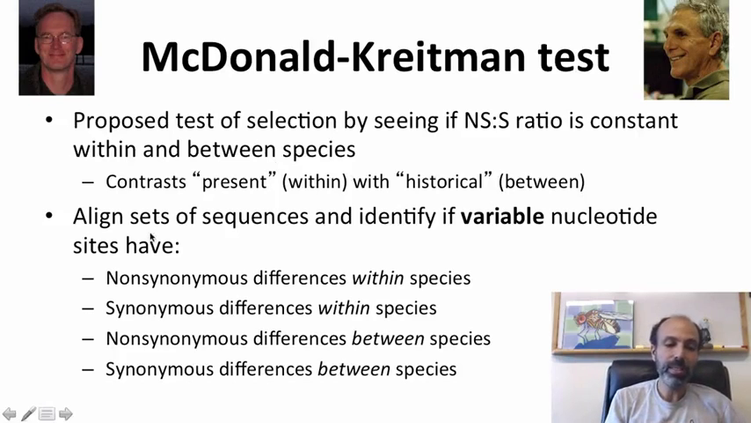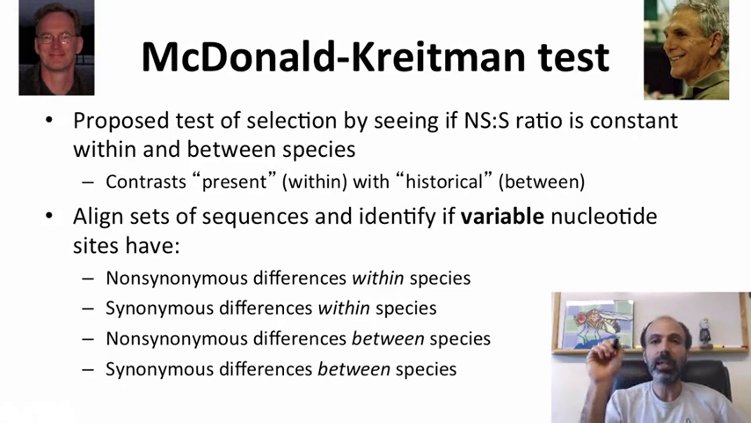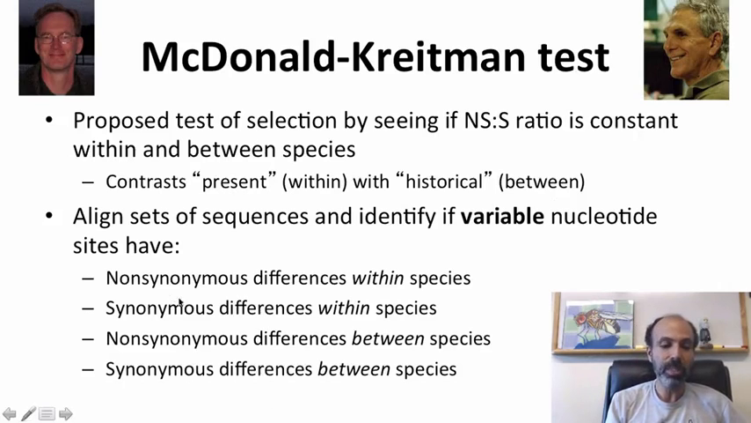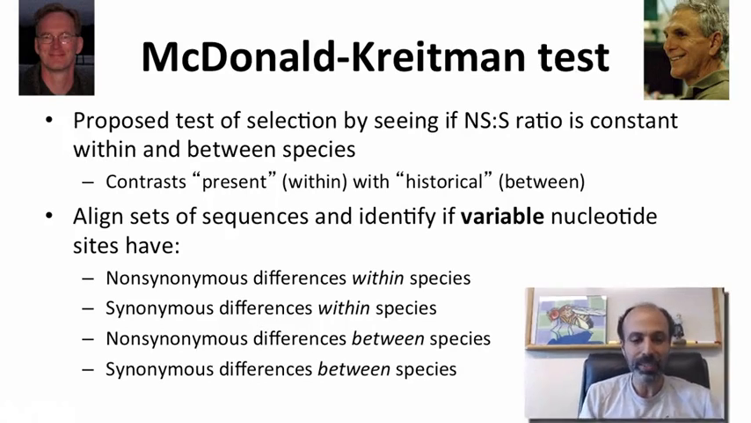So what they do is they align sets of sequences and identify the variable nucleotide sites. And they basically just have this 4-cell test where they identify each difference as a non-synonymous difference within species, a synonymous difference within species, a non-synonymous difference between species, or a synonymous difference. So let's try this. That was a lot of words. Let's try it in practice.